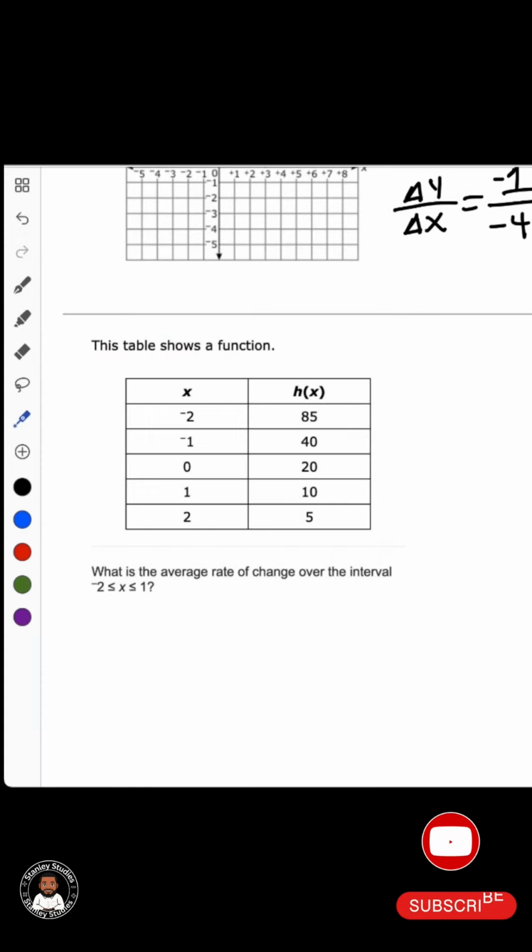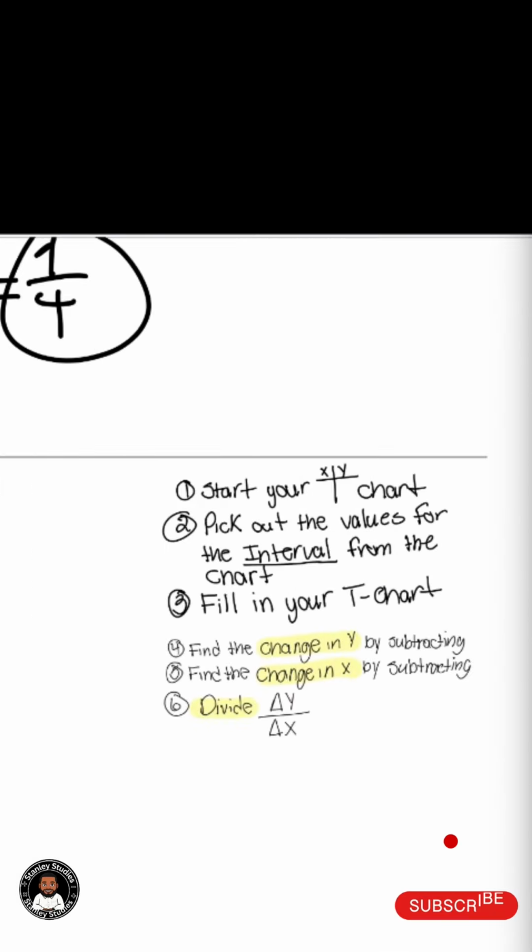All right, so our last example says that the table shows a function. It says, what is the average rate of change over the interval -2 ≤ x ≤ 1? Okay, in order for us to find the average rate of change, let's highlight the key things: average rate of change and the interval that they want us to find.